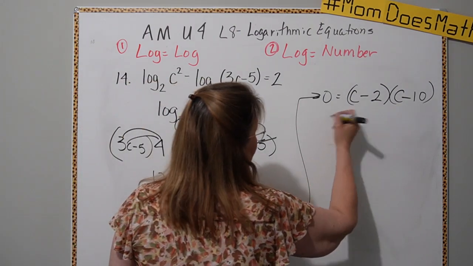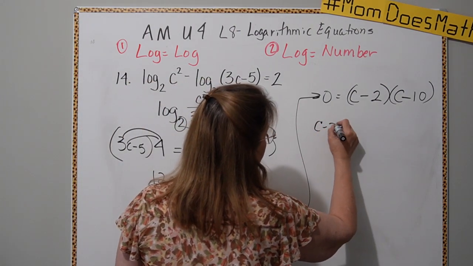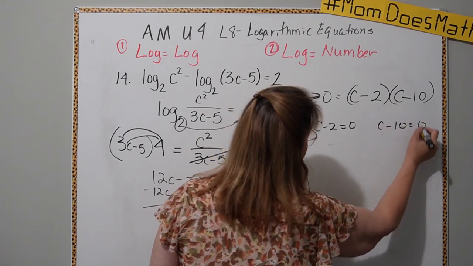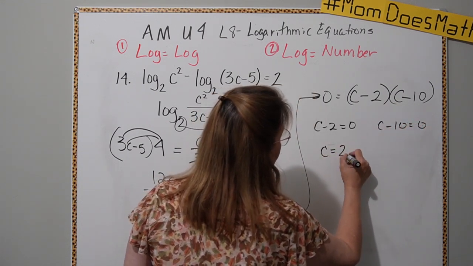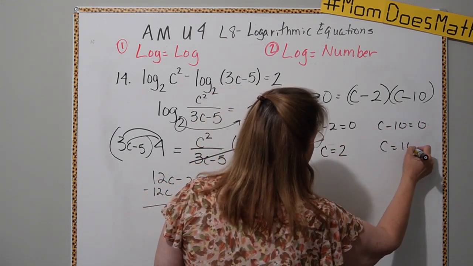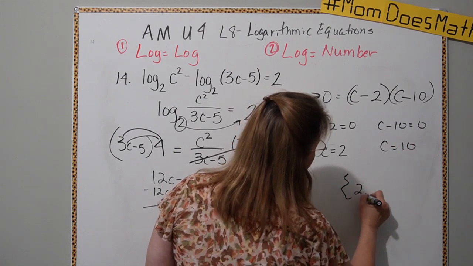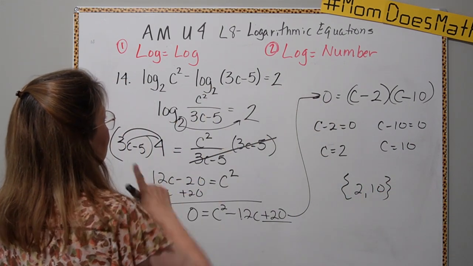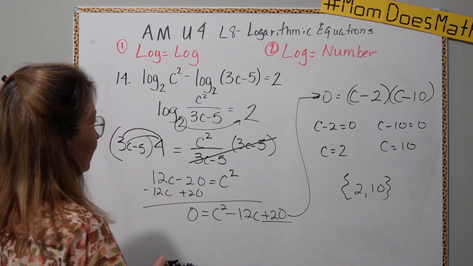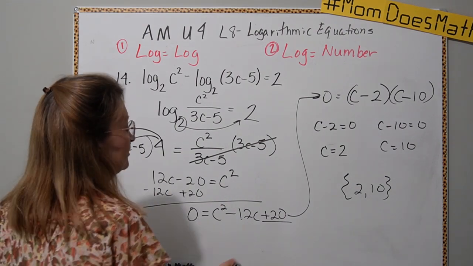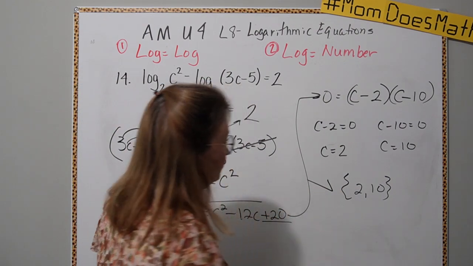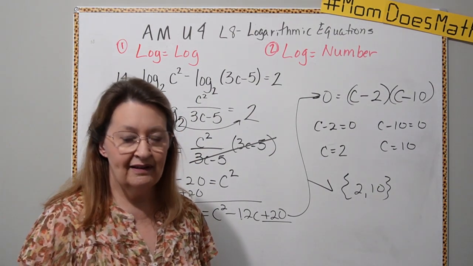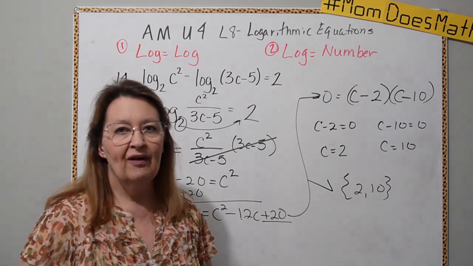All right, when I solve both of these, if I do c minus 2 is equal to 0 and c minus 10 equals 0, well, I'm going to get c is equal to 2, c is equal to 10, and I want to look up here and check to be sure that it's not going to create a negative problem, and it will not. So both of those check out. You're good to go. That's the end of this lesson in Unit 4. Great job.